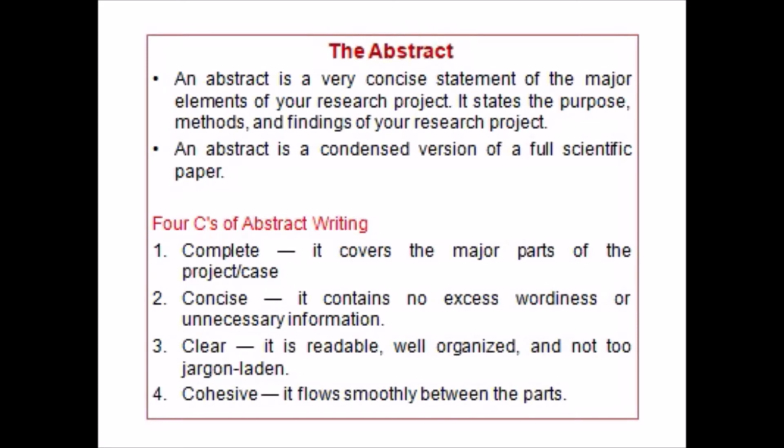The 4 C's of abstract writing are: 1. Complete. It covers the major parts of the project or research paper. 2. Concise. It contains no excess wordiness or unnecessary information. 3. Clear. It is readable, well organized and not too wordy. 4. Cohesive. It flows smoothly between the parts.